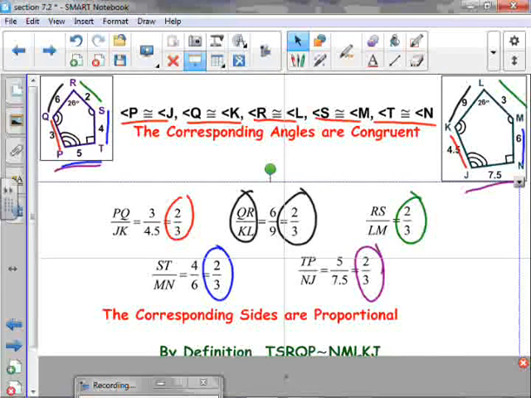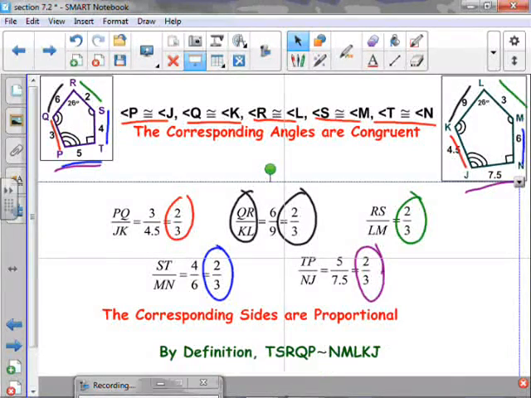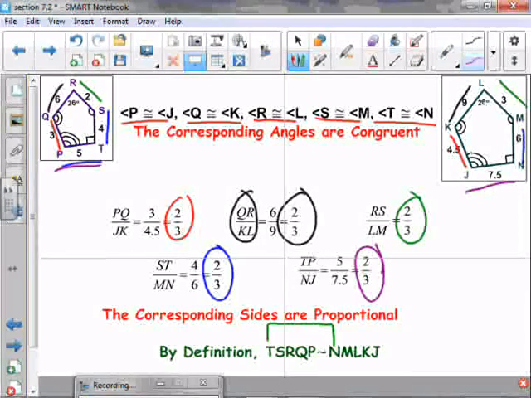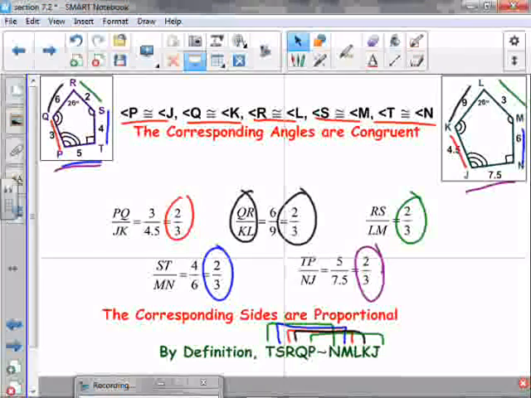Okay? So we say that all of the corresponding sides are proportional, and then by definition, I can say that TSRQP is similar to NMLKJ. And let me just caution you right now, just like when we were talking about congruent figures, make sure that you put the corresponding parts in the same order. T corresponds to N, S corresponds to M, R corresponds to L, Q corresponds to K, and finally P corresponds to J. If you put them in the wrong order, your statement will not be correct.